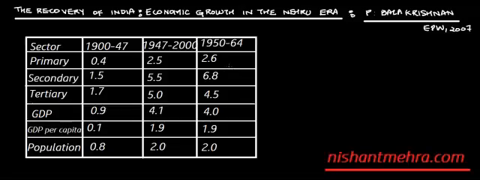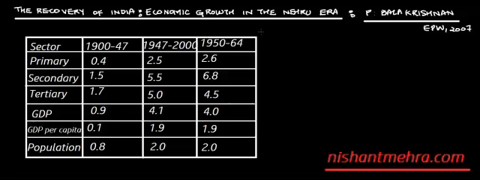Now, this article is a very beautifully written article which gives you a growth comparison in the Nehru era, that is from 1950 to 1964. 1950 is the time when the Planning Commission was set up, and 1964 was the time when Nehruji died.